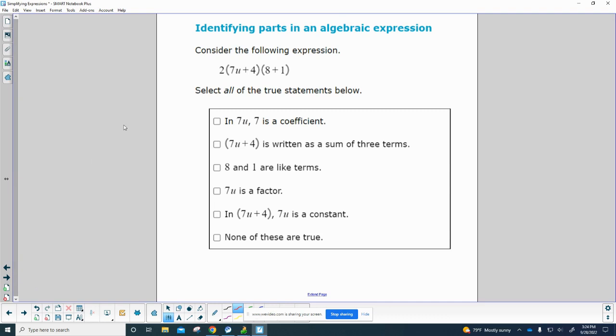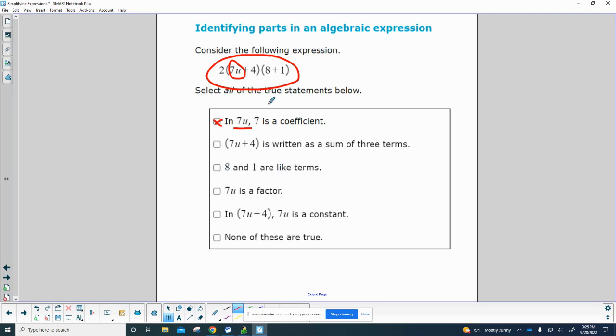All right, so let's keep moving. Here's another one where you've got a bigger and more complicated looking expression. But as we go through here, it might only be asking us about one particular part of it. First one, in 7u, so in this first part right here, 7 is a coefficient. Well, yep, 7 is the number in front of a variable, so that's a true statement. In 7u plus 4, it is written as a sum of three terms. Well, it is written as a sum, but there's only two terms in there, 7u and 4, so not a sum of three terms. So that's not a true statement.